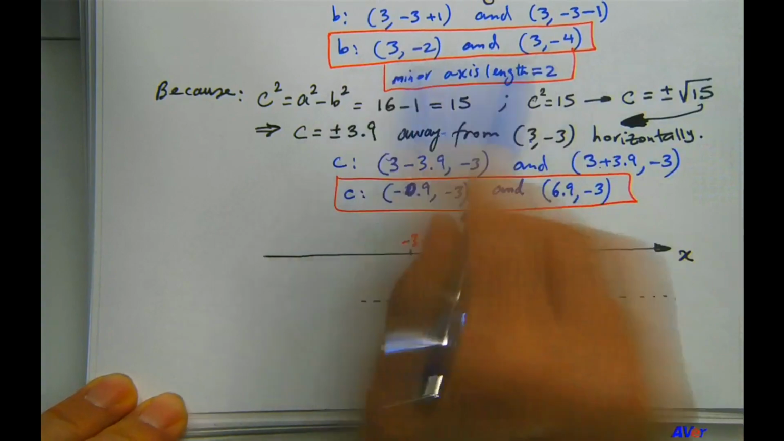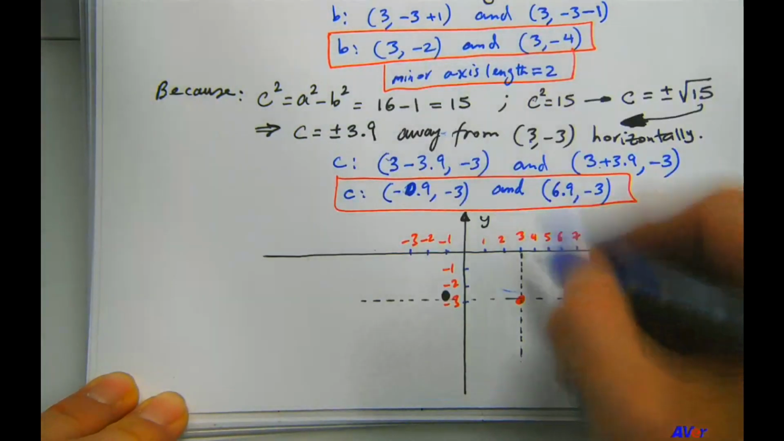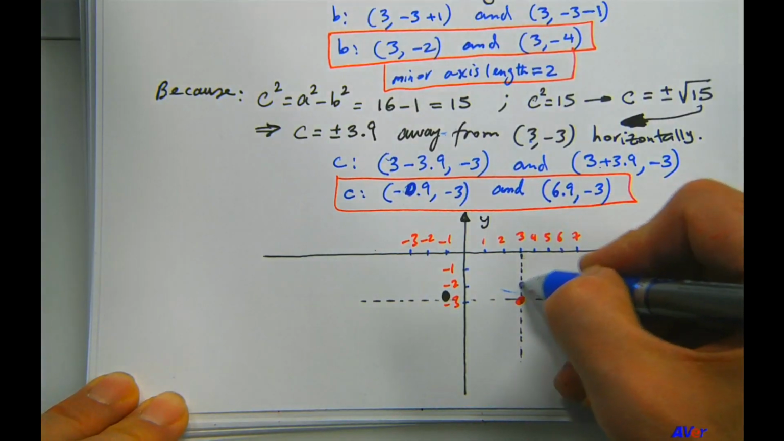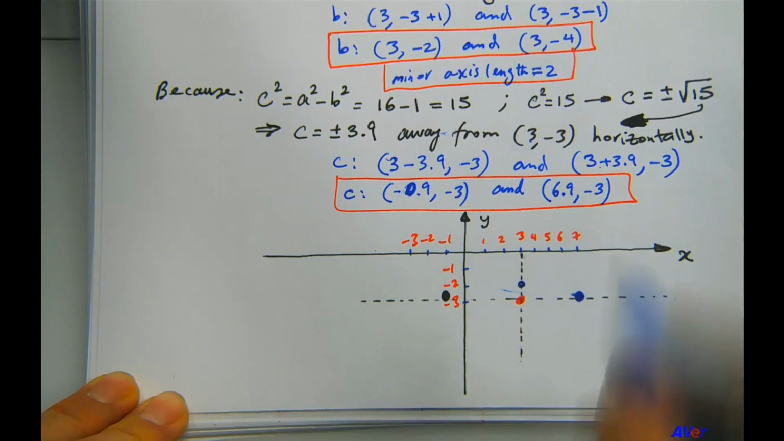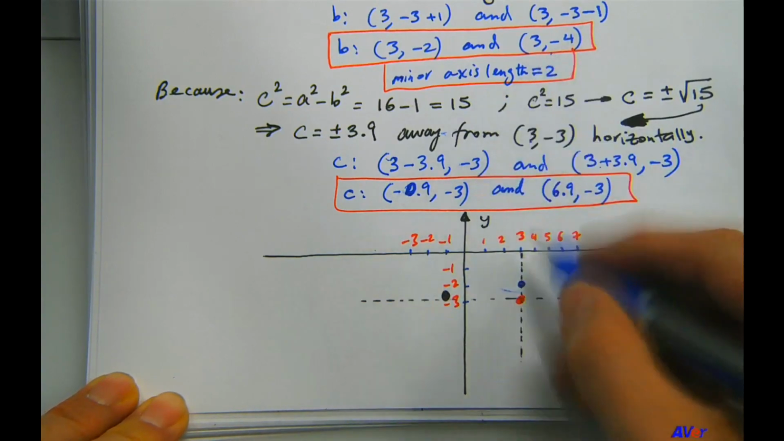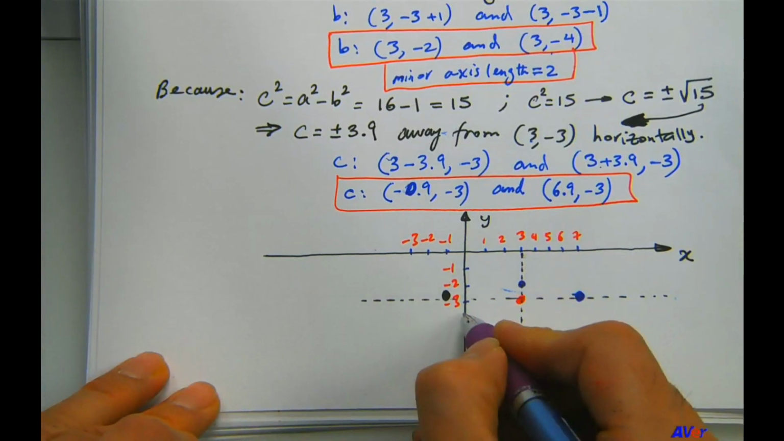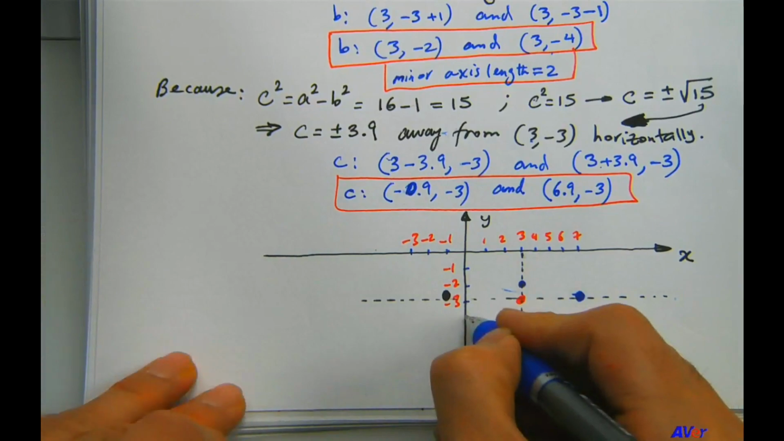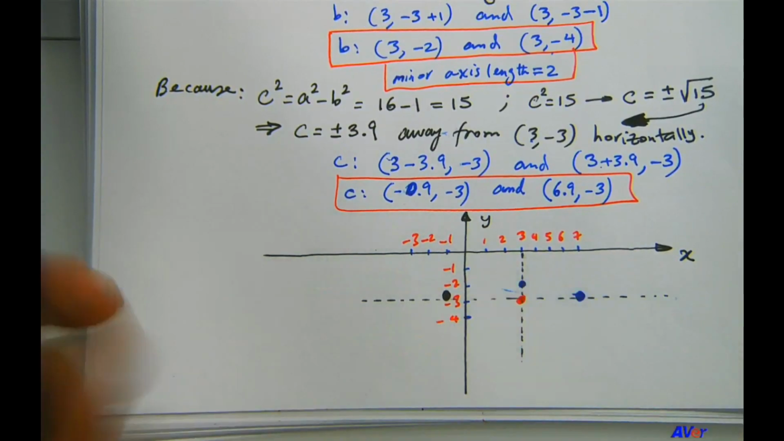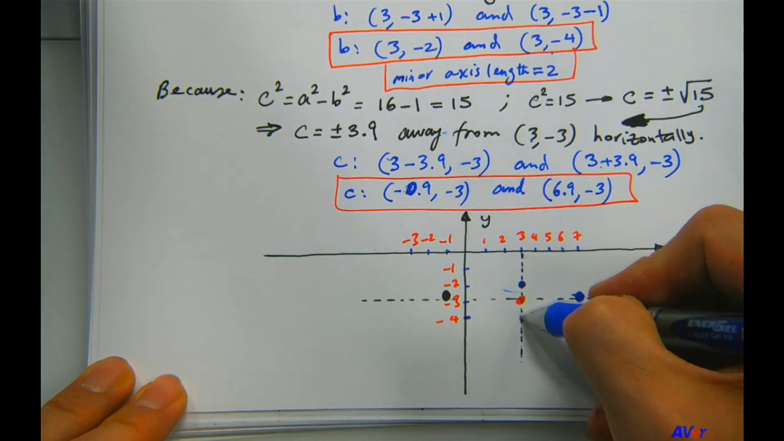I'm going to plot these two coordinate points. So 3 comma negative 2. 3 comma negative 2 would be here. And 3 comma negative 4 would be on that side. So negative 3 is right there. Negative 4 would be here. So 3 comma negative 4 would be that point here.